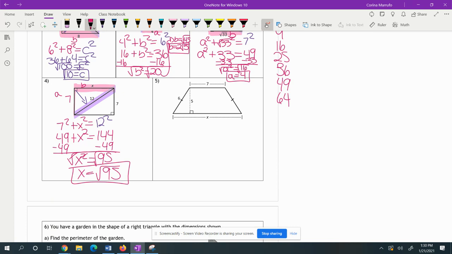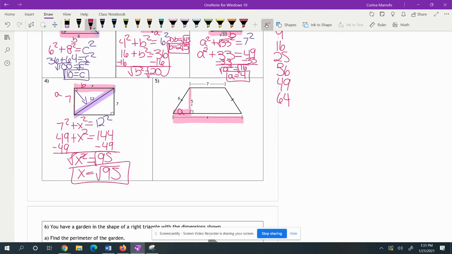All right, the next one. So here we have a trapezoid, and we are looking for this one that they're saying is x, which is this whole thing right here. So let's go ahead and look at what we've been doing so far. So these are the two sides that make a right angle. Okay, that means that this is my A and this is my B.